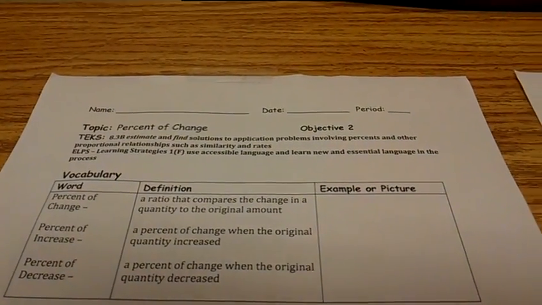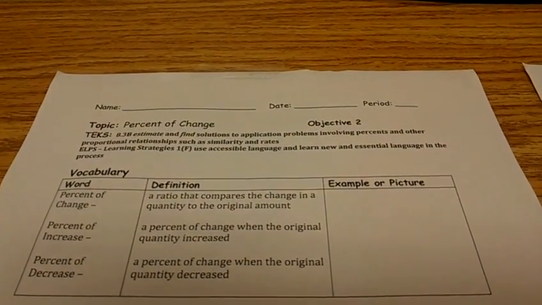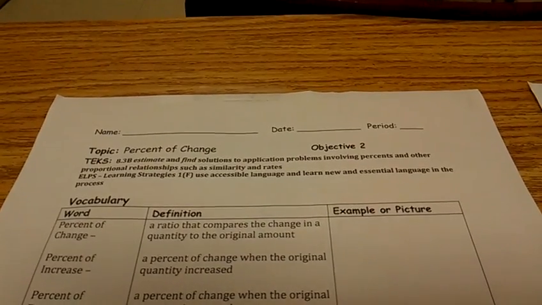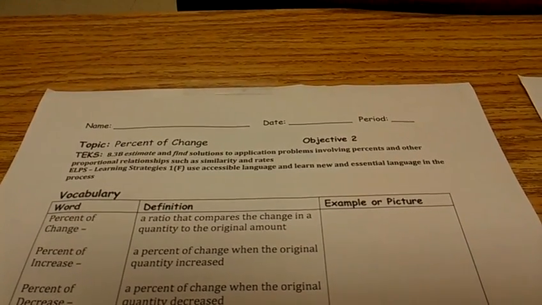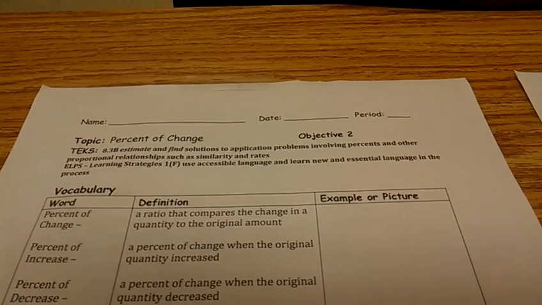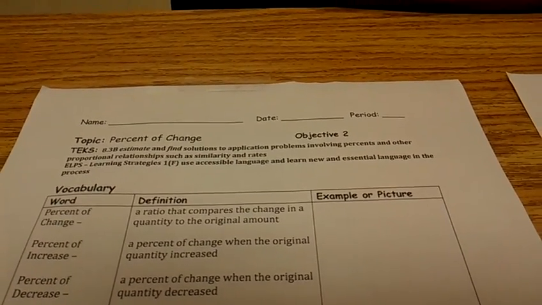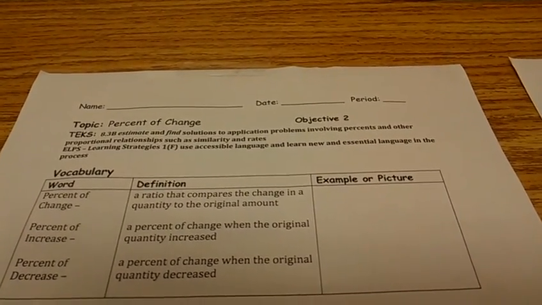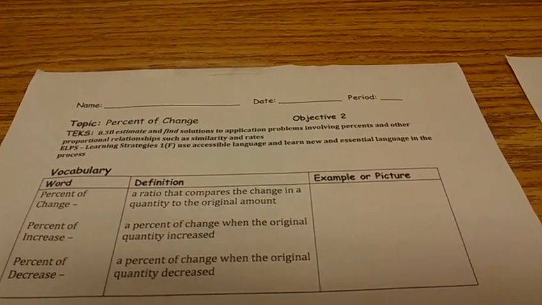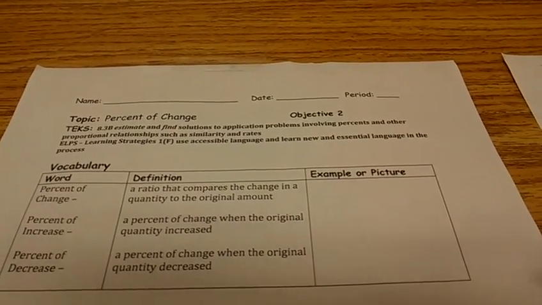Okay, the next type of proportion that we're going to be working with is percent of change. So let's take a look at that word, percent. We know we're going to be dealing with a percentage, and of change. We know that our number is going to change, whether it's going to increase or decrease. It doesn't really matter, but we're going to figure out by what percent it changes.